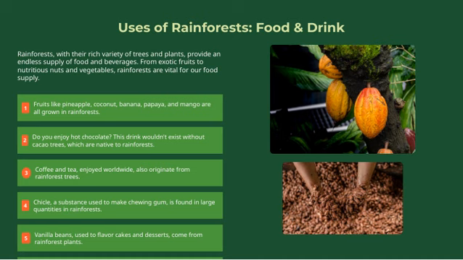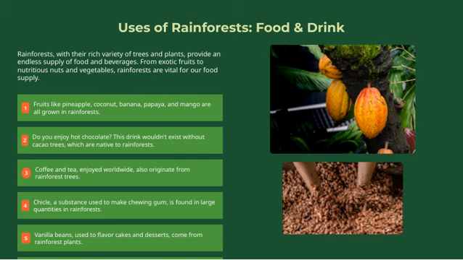They are home to many trees and plants that produce exotic fruits, nuts, and vegetables, which are essential for our food supply. For example, some of the fruits grown in rainforests include pineapple, coconut, banana, papaya, and mango. These fruits are not only delicious, but also packed with nutrients.